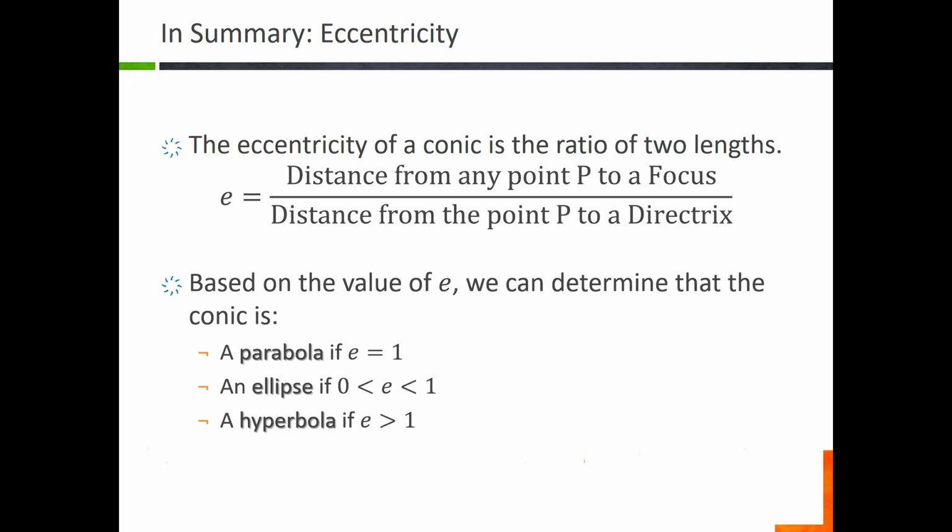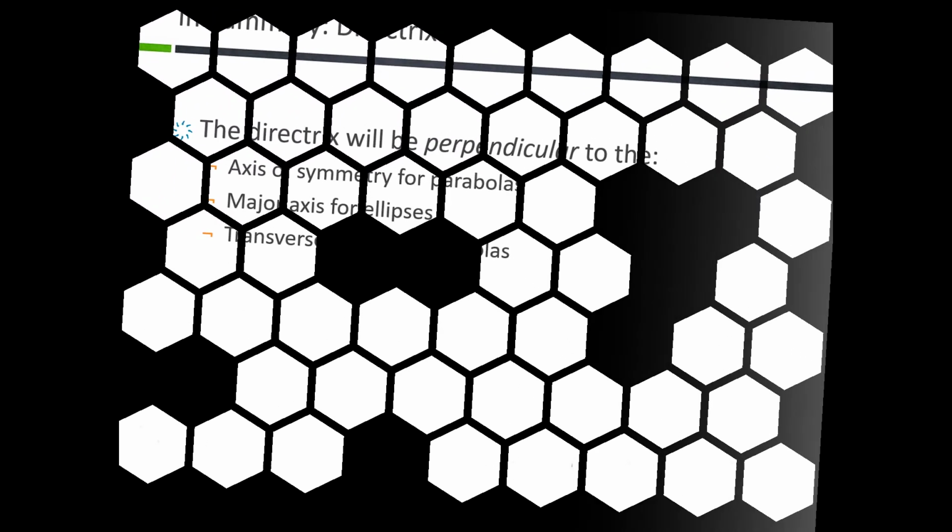Okay, so the eccentricity is the ratio of the 2 sides or the 2 lengths, and then we can determine which type of graph we have, what type of conic we have, based off of the eccentricity. It's either less than 1, equal to 1, or greater than 1. Well, what about the directrix?